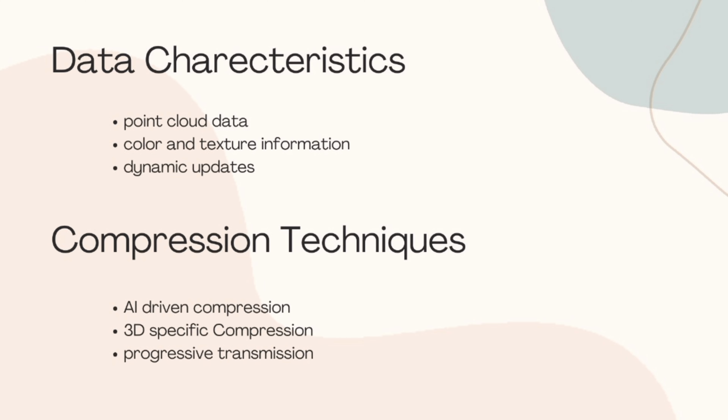What is point cloud data? It represents an object's 3D geometry and surface properties. A high resolution hologram may contain millions of data points. Color and texture information adds realism by encoding surface details like color, texture, and reflectivity. For real-time holography, data must be updated at high refresh rates, for example, 60 frames per second or higher.